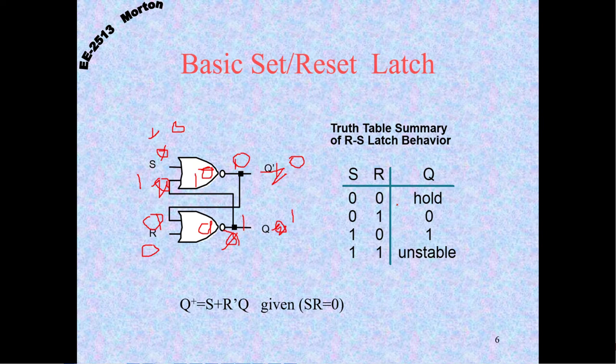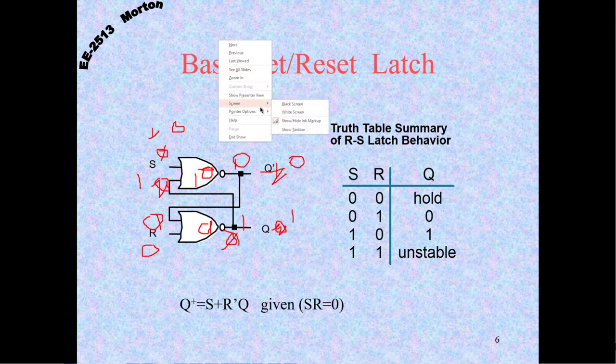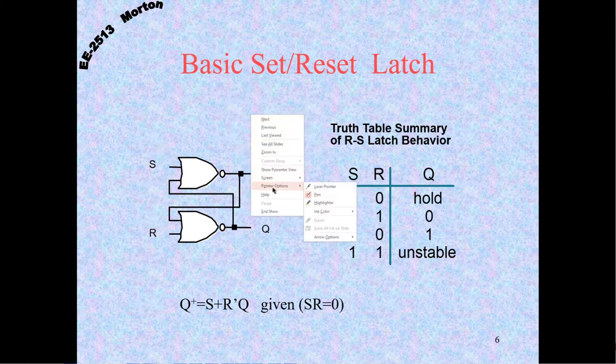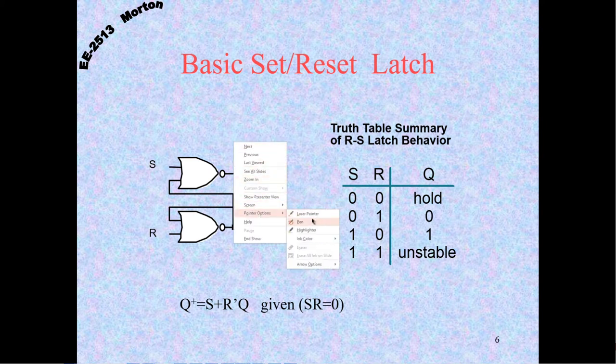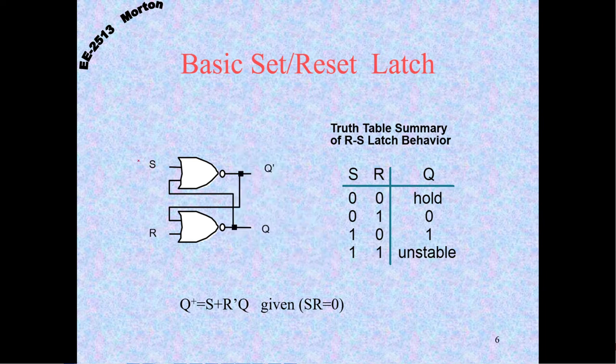Now, the only tricky thing about this is, what if we make S and R both 1s? Well, then we have a little problem. Let's look at that briefly. Let's say we make them both ones. So S is one, R is one. In that case, before the bubble, they're going to be one. After the bubble, they're going to be zero. And then that means that the inputs over here are going to be zeros.